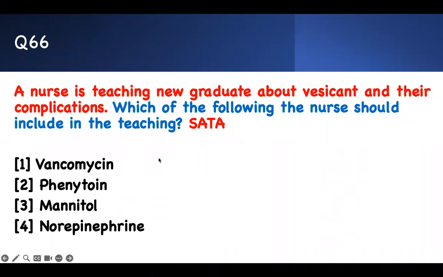Next question. This is teaching a new graduate about vesicants and their complications. Which of the following should the nurse include in the teaching? Select all that apply. This is content you have to know. Which one is a vesicant: vancomycin, phenytoin, mannitol, and norepinephrine? I give it to you so that you can remember them in case you see them. All of them should be included in the teaching.